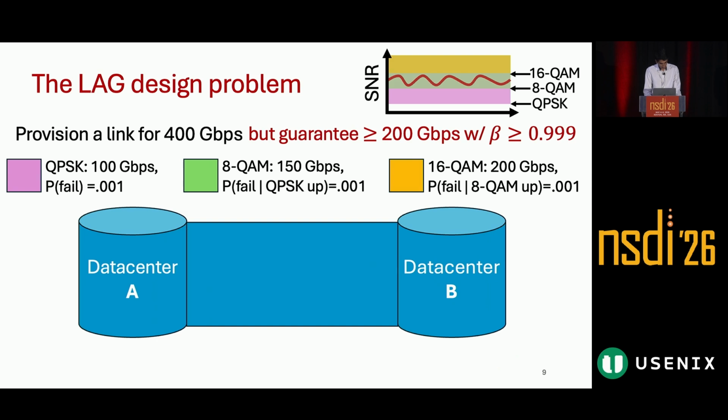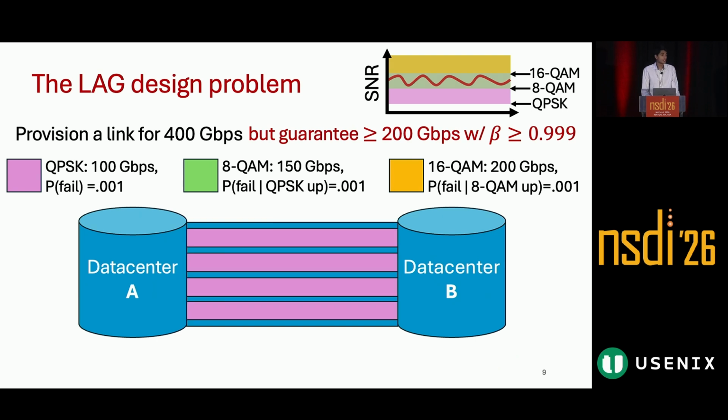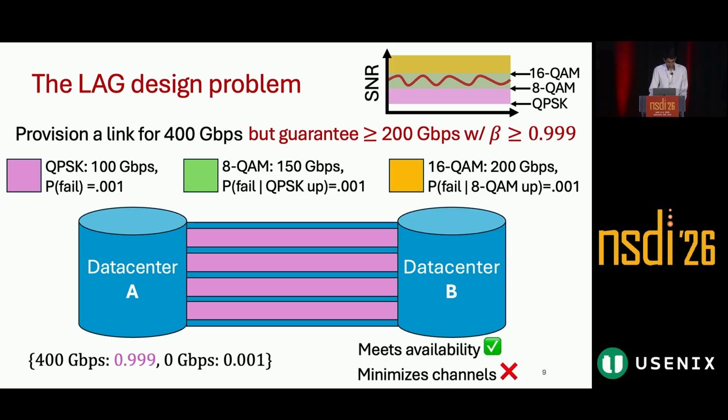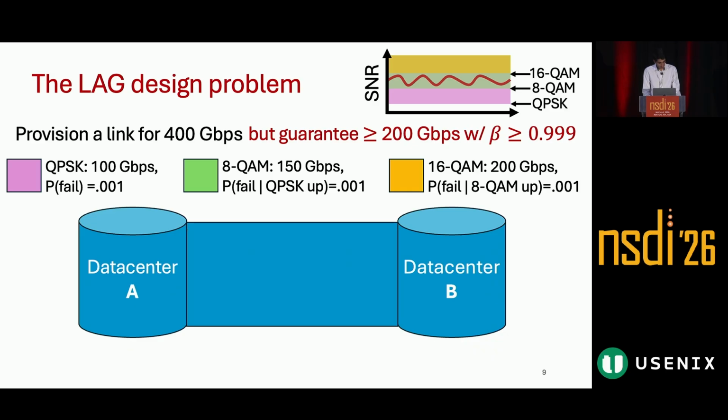I could do something like this, which is very reliable. I could provision 4 QPSK wavelengths, which now means that I'm sustaining 400 gigs 99.9% of the time, and I fail with 0.1% probability. But while this meets availability, it's inefficiently using hardware resources. We're actually doubling the number of channels required to provision the required availability guarantee.